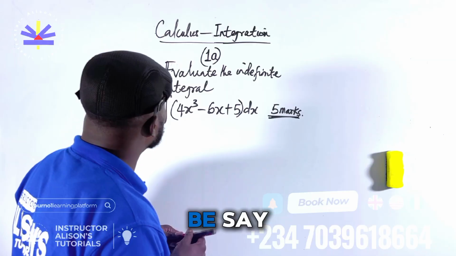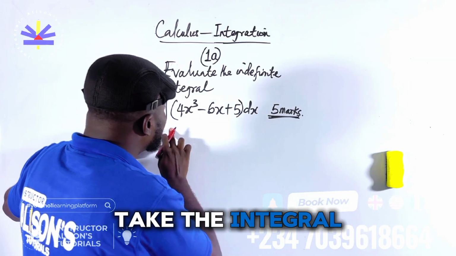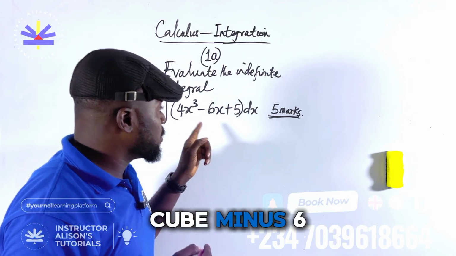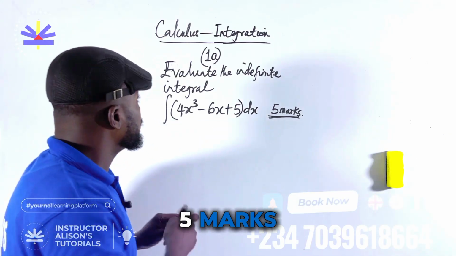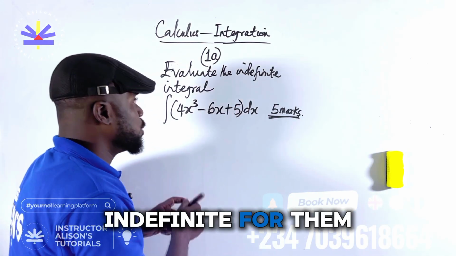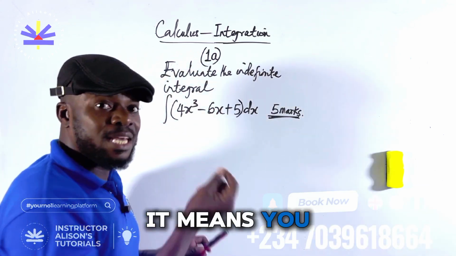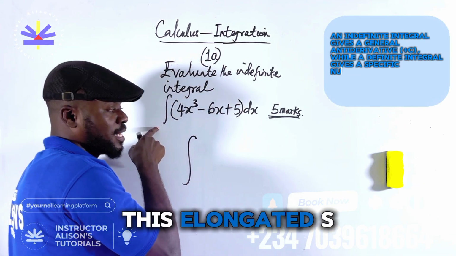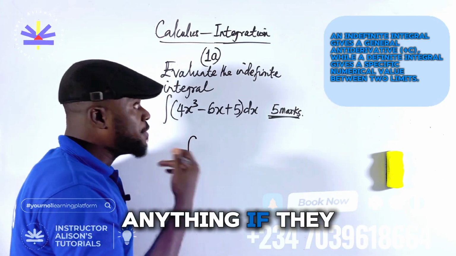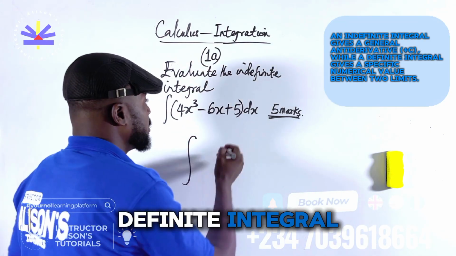So what you go do be say, as you see the question, you say take the integral of 4x cubed minus 6x plus 5 with respect to x, and a 5 marks. What will be indefinite? For them to mention indefinite integral, it means you get another one you call definite integral. That means indefinite integral now be this elongated s. We no carry anything.